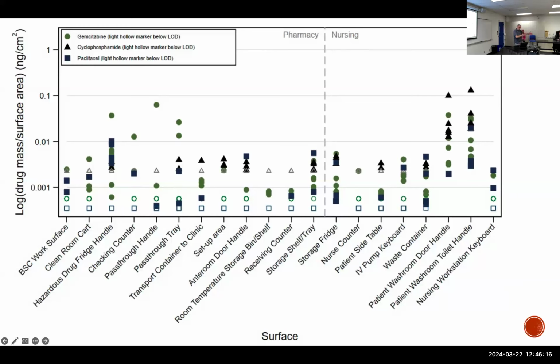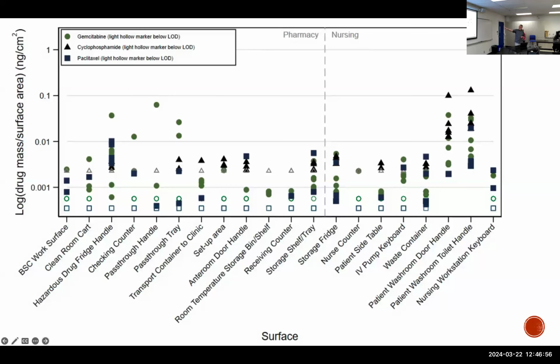It goes from the entry point of the drug in the pharmacy, and there's the dotted line showing the difference between pharmacy and nursing. And then the far right-hand side is almost towards the disposal end of things, heading out into the patient area, washrooms, and so on. So what you can see, if you pick any one surface, like the BSC work surface, is that there's not as much variability, but there are a number of samples. The different colors are different drugs: gemcitabine, cyclophosphamide, and paclitaxel. You can see not too much variability, but most of them are above the limit of detection.